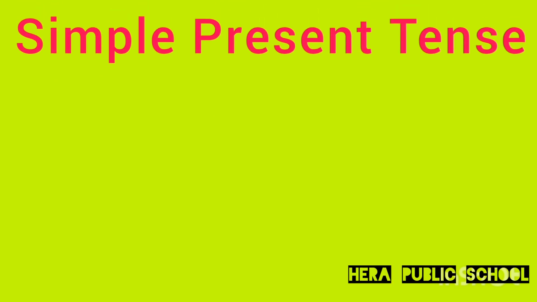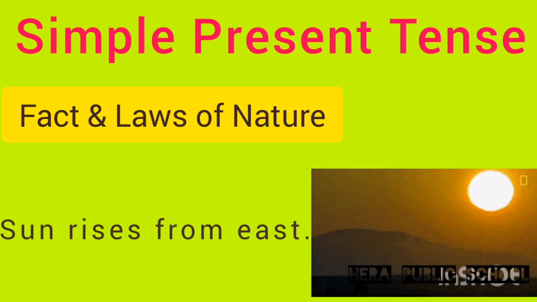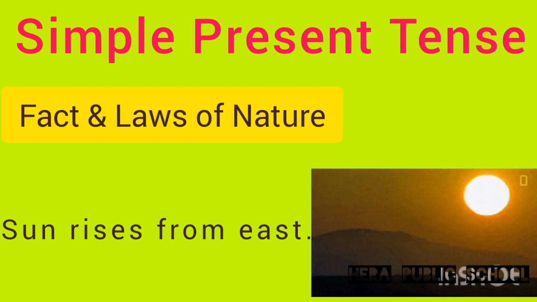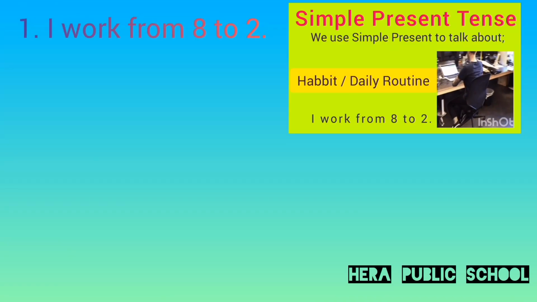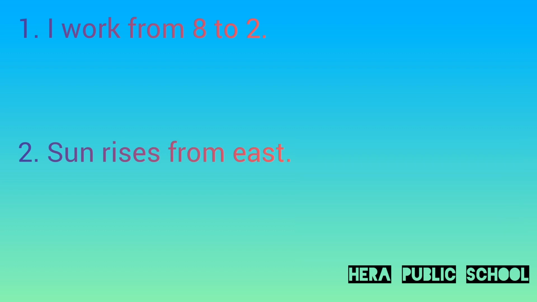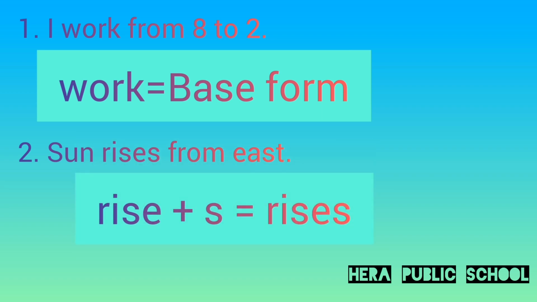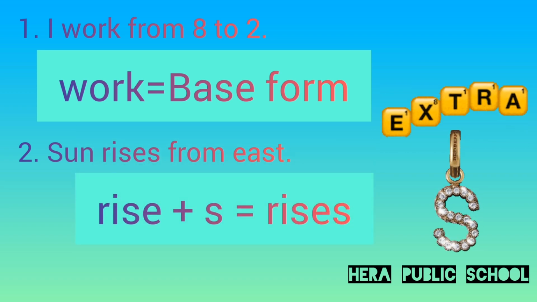We also use simple present tense to talk about facts and laws of nature. For example, sun rises from east. I work from 8 to 2. Sun rises from east. Notice here the action verb, that is work, is in the base form in the first example, while in the second example you see the base form of rise is rises, and an extra s is here.